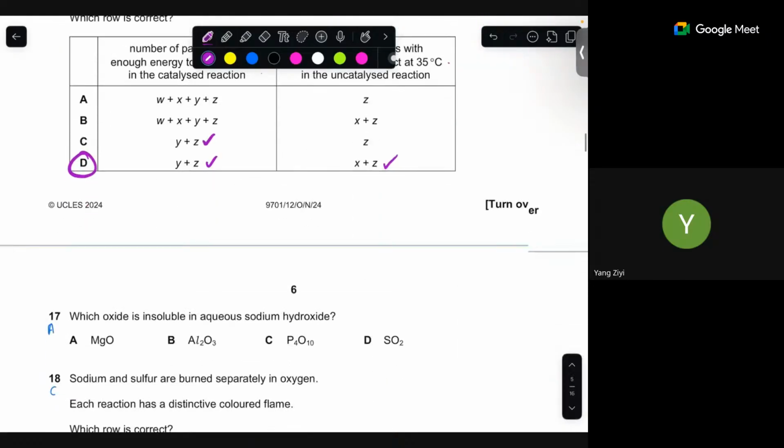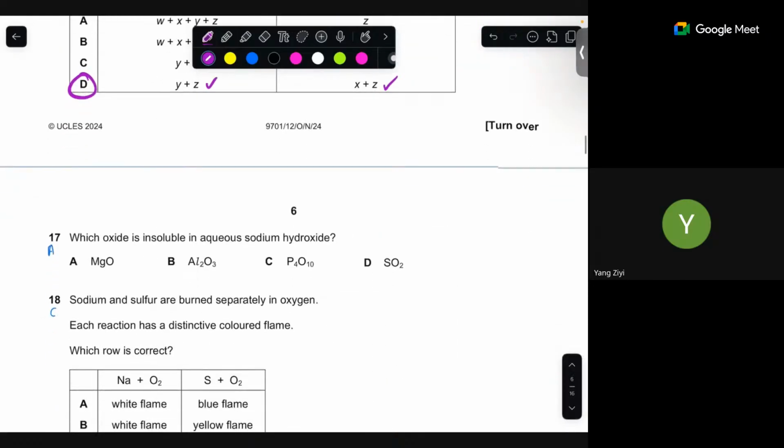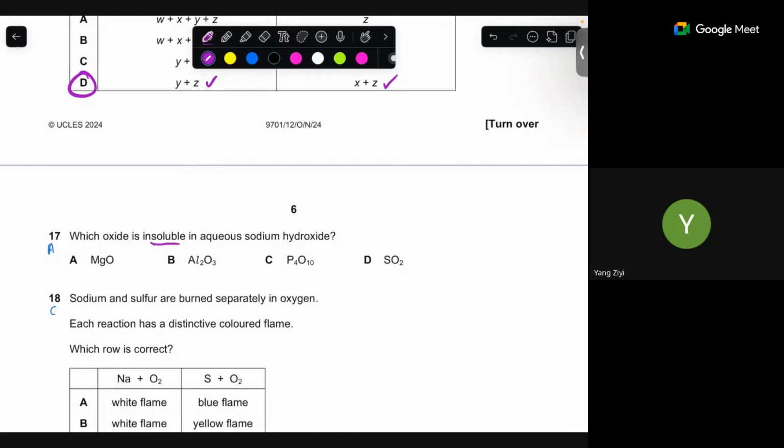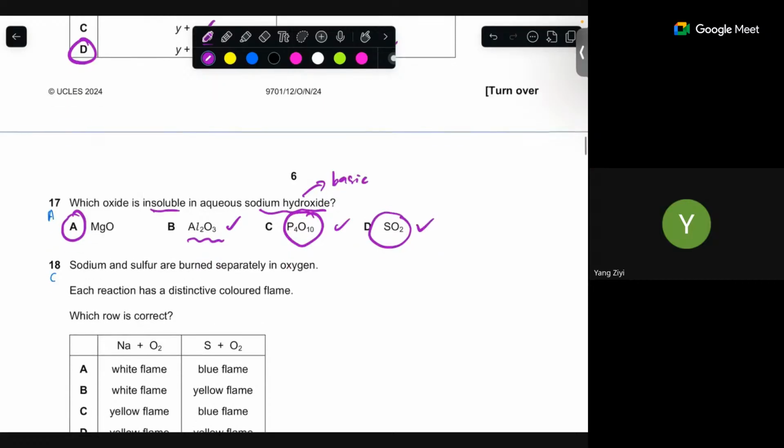Okay, let's go on. Now, which oxide is insoluble in aqueous sodium hydroxide? Sodium hydroxide is basic, so something that will be soluble is acidic. So acidic oxides, non-metal oxides, are acidic oxides. Amphoteric oxides can definitely react with sodium hydroxide, so they do react. Magnesium oxide will be the answer because magnesium oxide is a basic oxide. So a basic oxide cannot react with a basic solution.